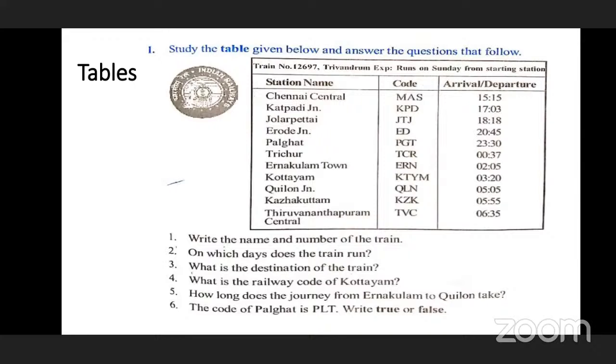The code of Palghat is PLT. Let us check. True or false question it is. Is it PLT in the table? See, where is Palghat? Right, here it is. The 5th one. Palghat PGT. Oh, they have taken our code. Right. The statement says the code is PLT, but actually it is PGT. So the statement is false. So this is how a table should be understood and the question should be answered in the exam. This is what a table is.